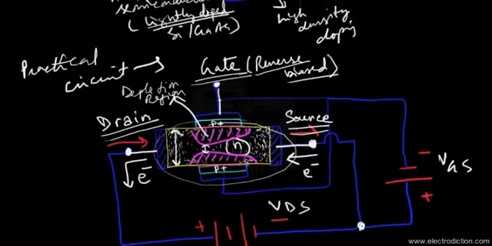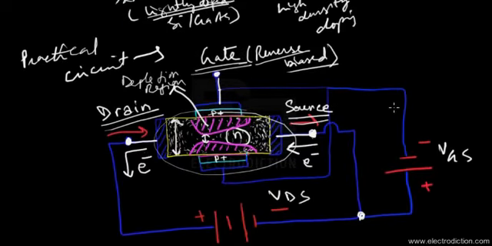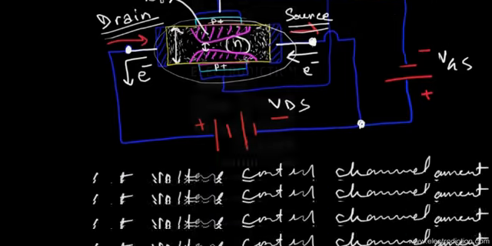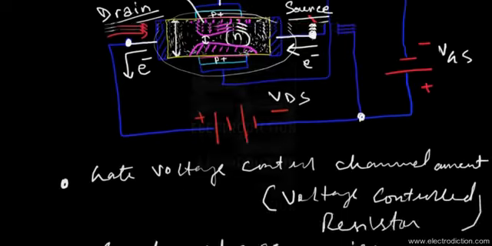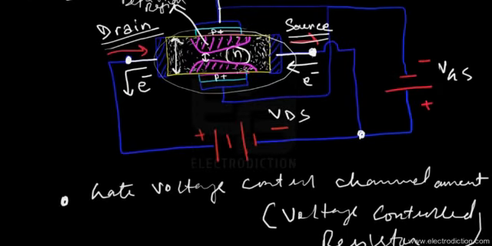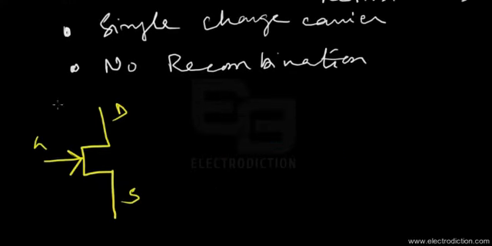Whenever charge carriers flow through the channel, there is no recombination, as they do not pass through any kind of junctions over here. Having said that, let me show you the circuit symbol for the JFET. That's the circuit symbol: that's the drain, that's the gate, and the source. This JFET has N-type semiconductor material making up its channel, so it's referred to as an N-channel JFET.